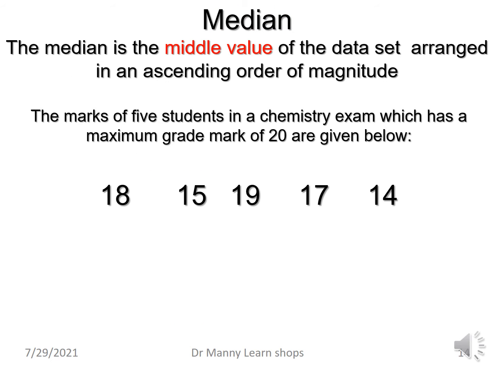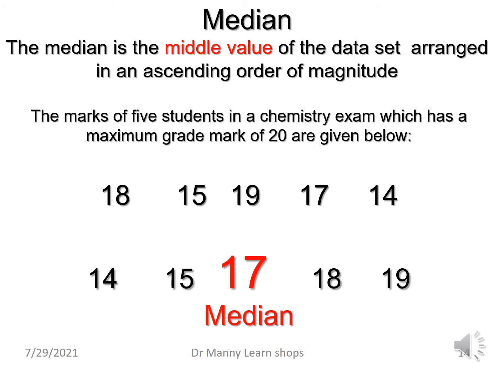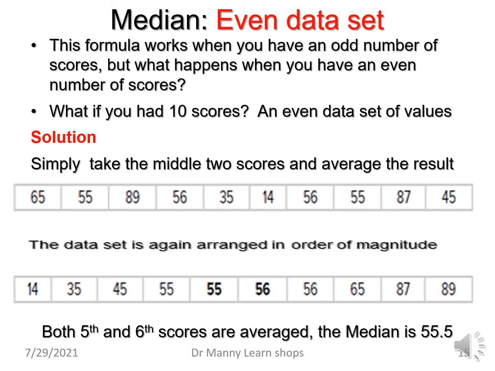The median is the middle value of the data set, arranged in ascending order of size or magnitude. The marks of 5 students in a chemistry exam, for example, which has a maximum grade of 20, are given below: 18, 15, 19, 17 and 14. You arrange it in ascending order, so therefore the median is 17. The middle value. The median can have an even or an uneven data set.